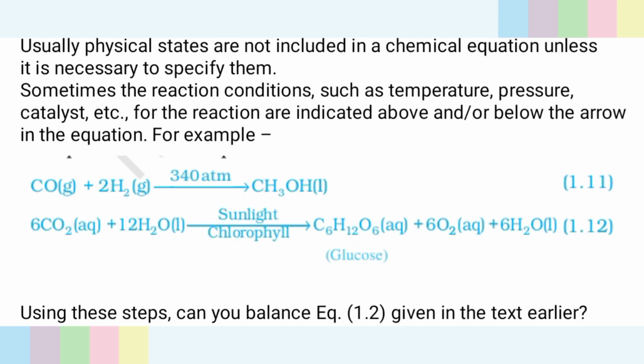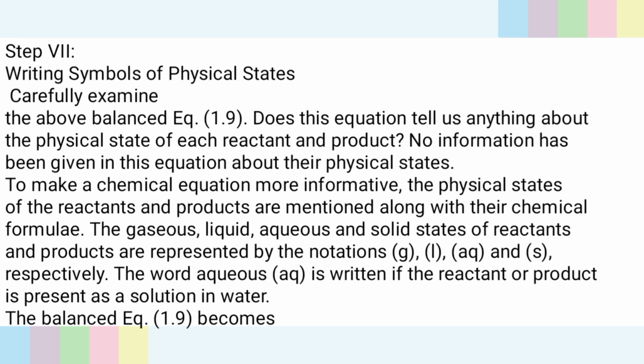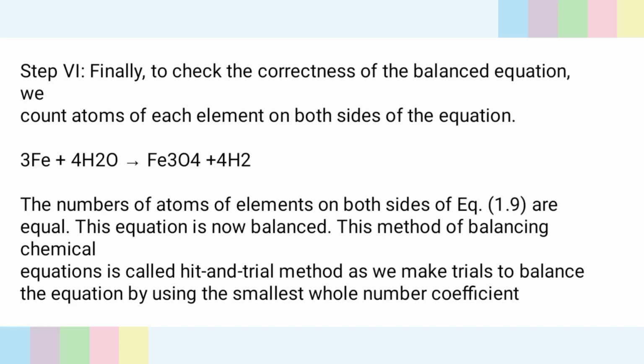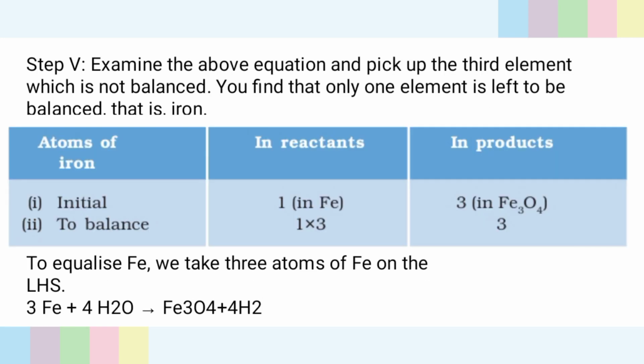So we have learned how to balance the chemical equation. The main thing you have to keep in mind is the law of conservation of mass. That means the atoms on the reactant side and on the product side should always be the same, because the mass of the elements in the reactant can neither be created nor destroyed. That means it will remain the same after the chemical reaction takes place.